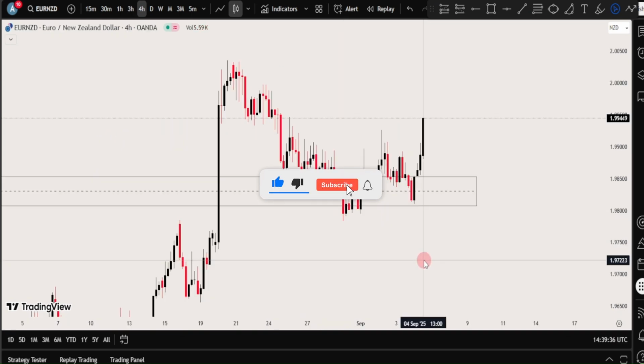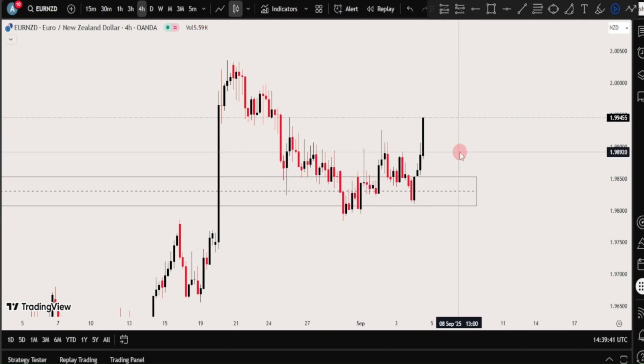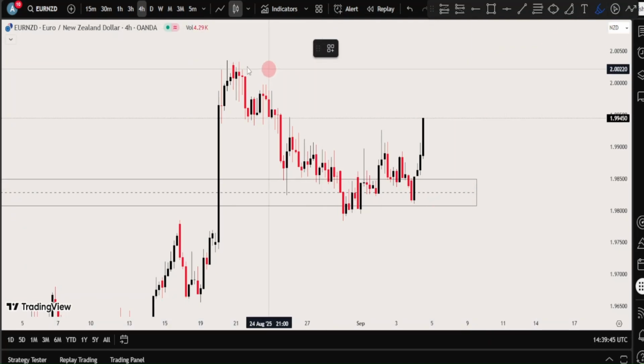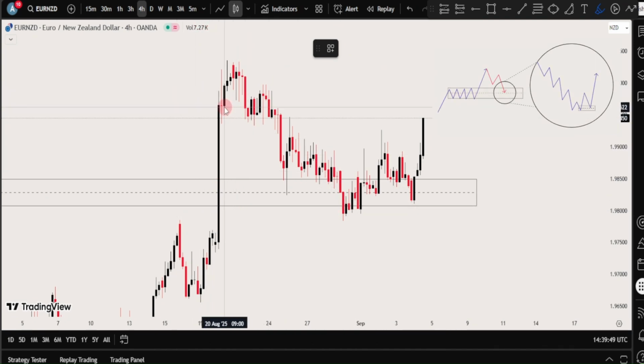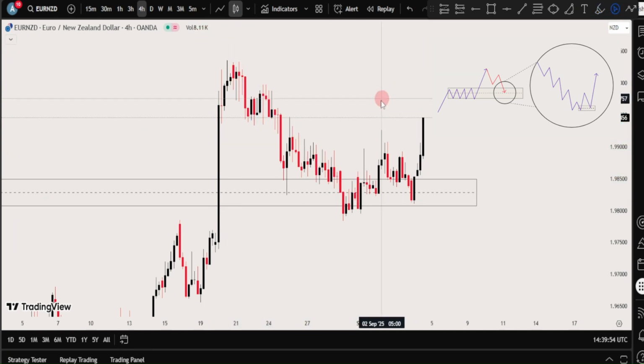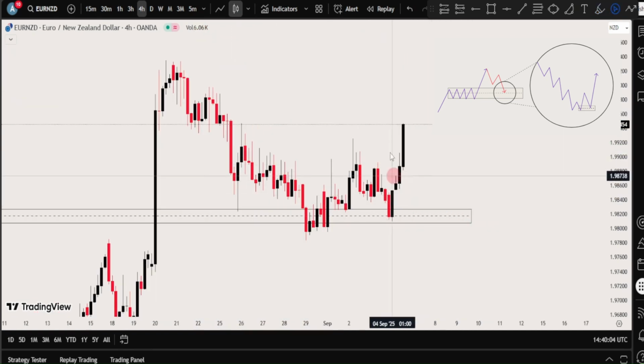All right, guys, so this is an example and this is a Euro NZD trade that we took. The signal was sent to Telegram. This is actually a demand zone that price has tapped into. Price came and tapped into the zone. I was telling you that if price is retracing, it will be creating lower highs and lower lows like this into the zone. All right, so let's minimize this one. We want to take a trade from here.